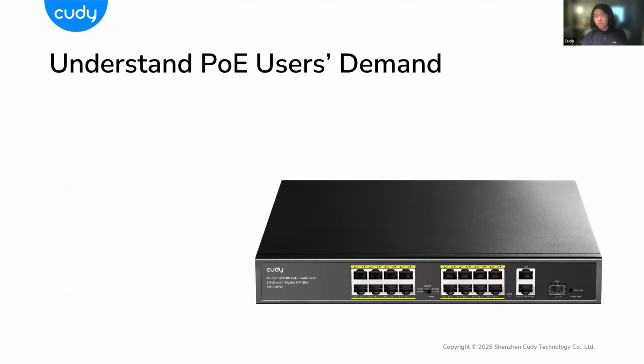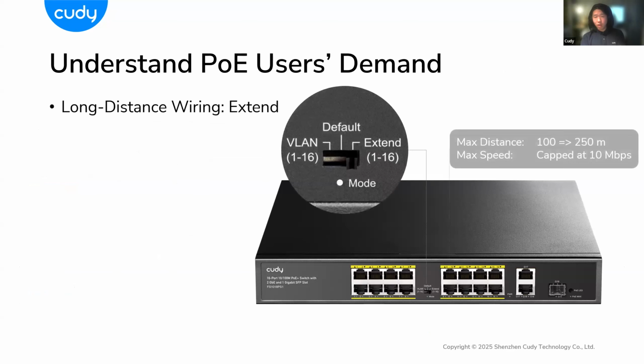So let's stand in the IT's shoes to imagine their tasks. They will need to reach devices like cameras that are further, longer than 100 meters away. So with this extend feature on the Cudy switch devices, the distance can be boosted up to 250 meters by capping the speed at 10 megabits per second, which is still enough for cameras.